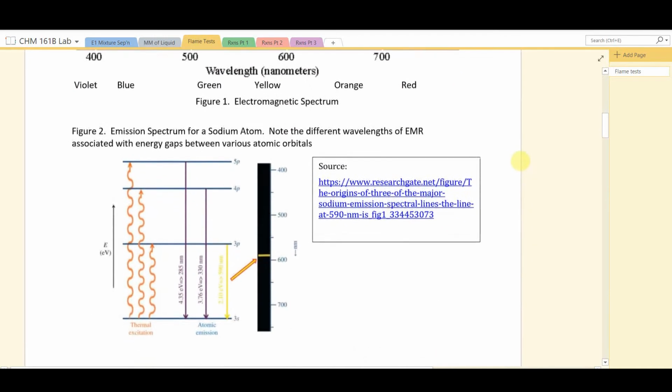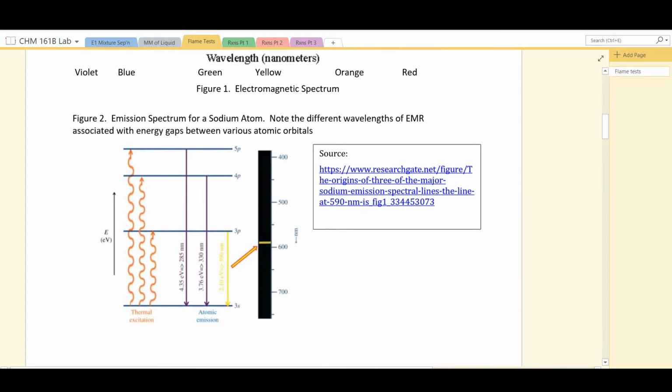In Figure 2, we see the emission spectrum for a sodium atom. If a sodium atom is heated, an electron can be promoted, for example, to a 5p orbital. When it relaxes or falls back to the 3s orbital, it emits a photon with this amount of energy, 4.35 electron volts, which has a wavelength of 285 nanometers, which is outside the visible region.